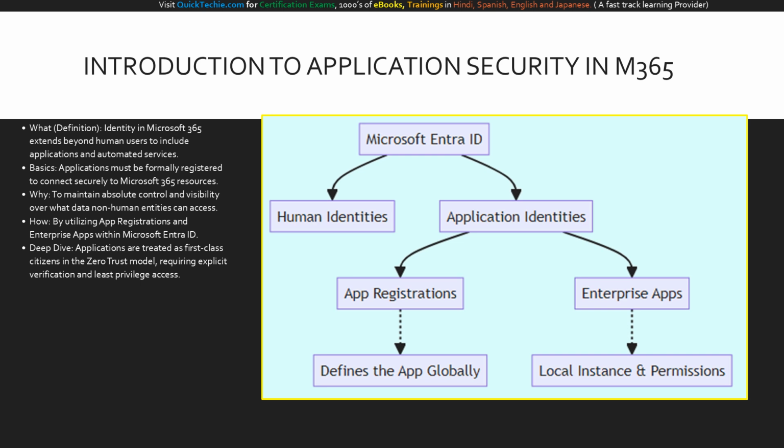Let's look at the diagram on the screen. It illustrates how Microsoft Entra ID splits identity management into two main branches. On the left, we have the familiar human identities, your standard user accounts. But on the right, we have application identities, which are just as critical. This branch further divides into the two core objects we will master today: app registrations, which act as the global definition of the application, and enterprise applications, which act as the local instance governing permissions and access in your specific tenant. This parallel structure ensures that software is governed just like a human employee.